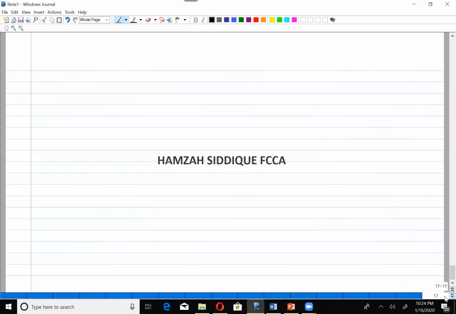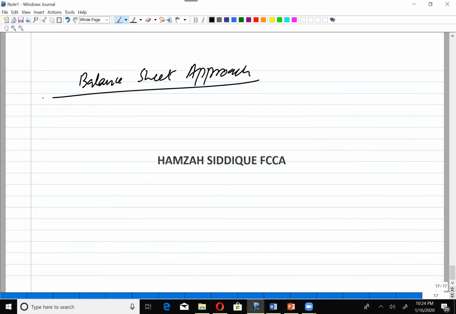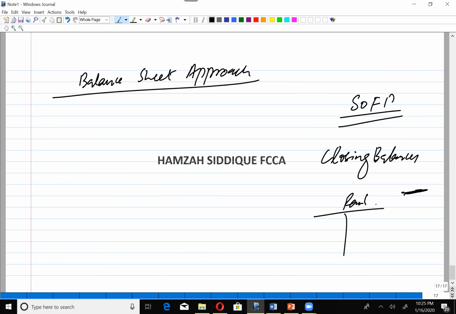Next approach is balance sheet approach. What is balance sheet approach? It says that the statement of financial position includes closing balances of the accounts. And closing balances, we know that, for example, receivable, carried down balance, it is here. And all the transactions and items are affecting the closing balance.